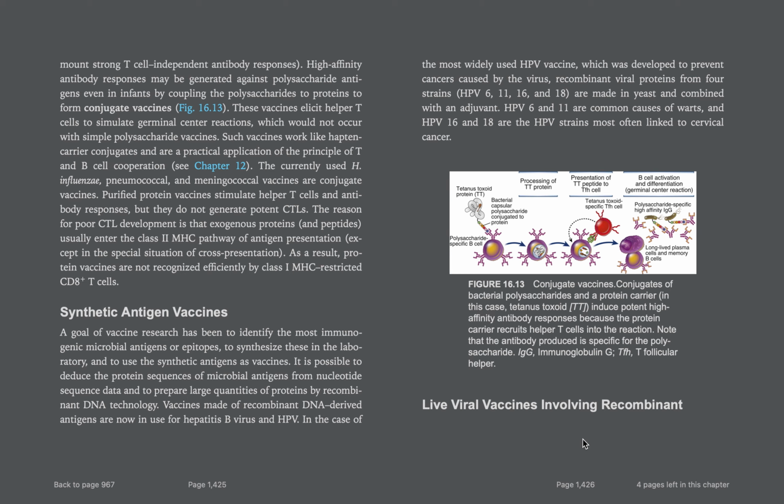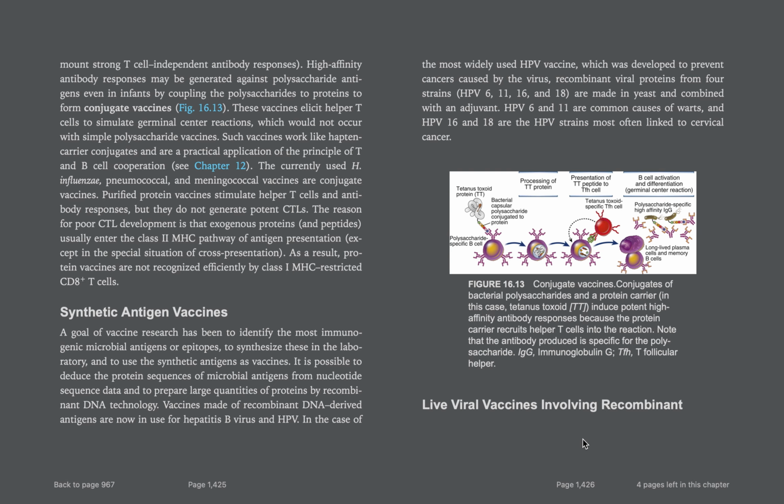The HPV vaccine covers several strains: 6, 11, 16, and 18 are made in yeast and combined with an adjuvant. Strains 6 and 11 are common causes of warts, and strains 16 and 18, in young women, are often linked to cervical cancer.